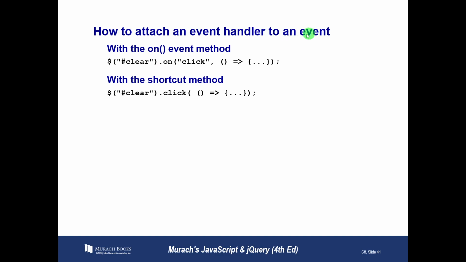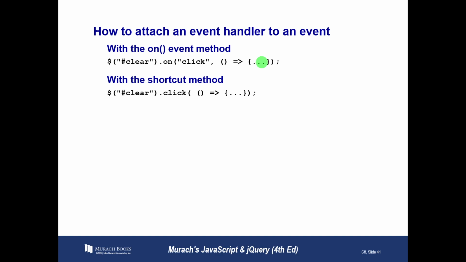How to attach an event handler to an event with the on method. I find whatever element has the ID of clear, and I do a dot on. So when they click on the thing with the ID clear, it's going to run whatever code I put in this anonymous function right here. So click, comma, and we can name a function, or in this case, they're using an anonymous function. We can write the code right inside of it.